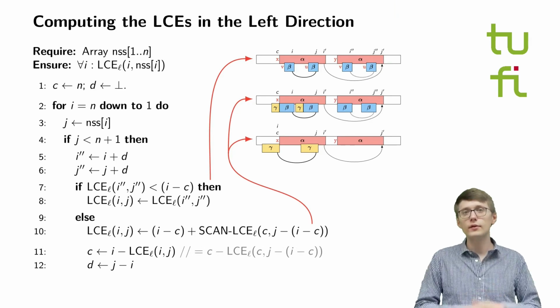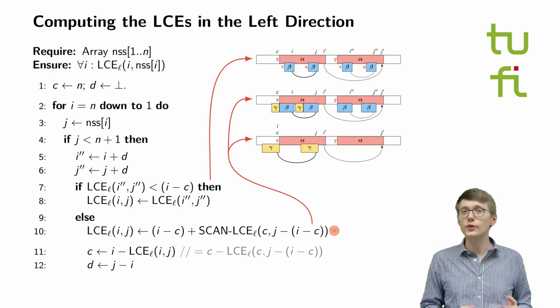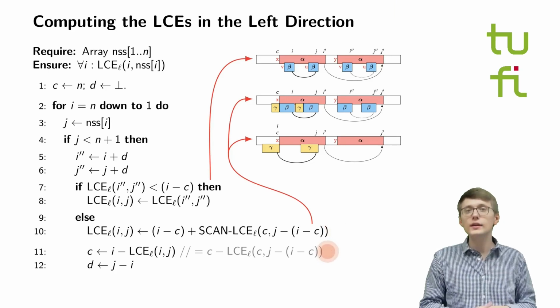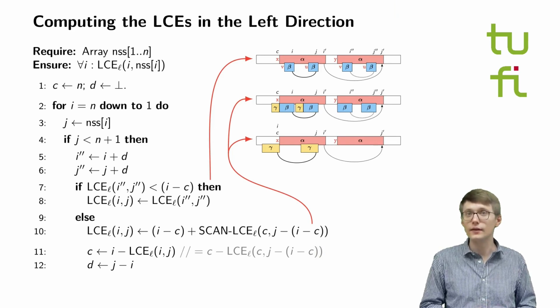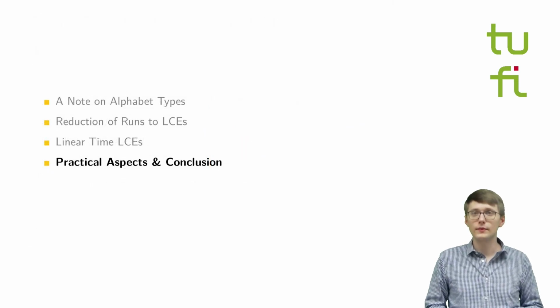This also makes it very easy to see why the algorithm takes linear time. Whenever we scan a certain number of symbols, we reduce c by exactly that number immediately afterwards. Since initially c equals n, this means that by naive scanning, we inspect at most n symbols. I hope I could give you a general idea of our algorithm.